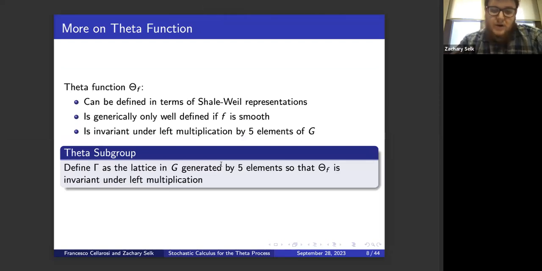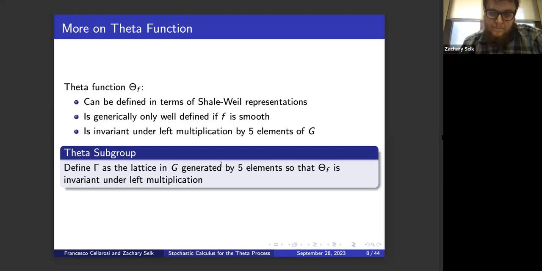And in general, it's generically only well-defined if f is a smooth function. You can additionally define it if f is an element of L2, so defined almost everywhere. You can define it through representations as well, and it is invariant under left multiplication by 5 elements of G. So there's a particular subgroup. It's not super important what the subgroup is, but the important thing is that the quotient is going to be finite volume.